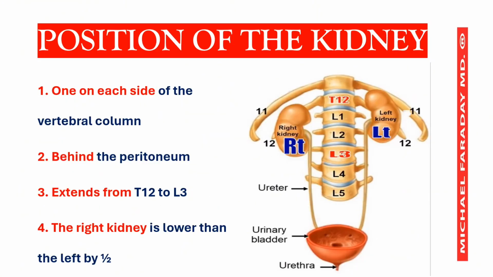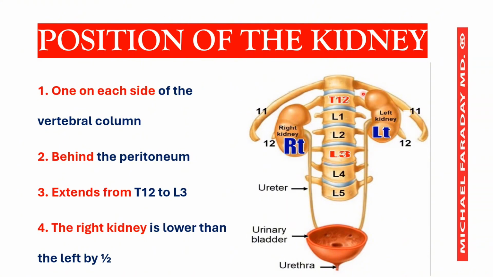Okay, so for the position of the kidney, the kidney can be found on each side of the vertebral column. Okay, so this is the 11th rib, this is the 11th rib, this is the right kidney, this is the left kidney. Okay, these are the vertebral bones, and what you find here is the intervertebral disc. So they are on each side of these vertebral bones, or the vertebral column.